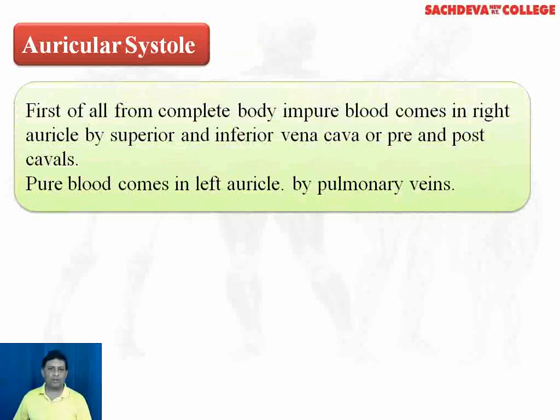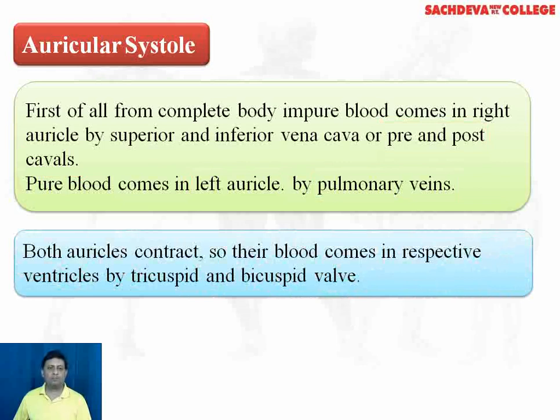Coming to the auricular systole. First of all, from the complete body, impure blood comes into the right auricle through the superior and inferior vena cava, which are also known as pre and post caval veins. Similarly, pure blood comes into the left auricle by the pulmonary vein. Both the auricles contract, which is called systole. Therefore, their blood comes into the respective ventricles through the tricuspid and bicuspid valve.